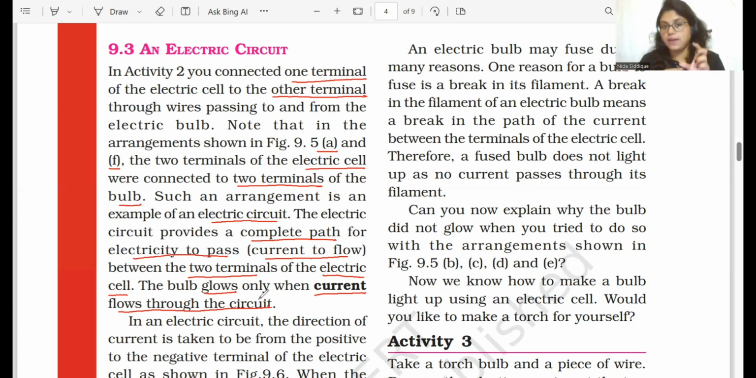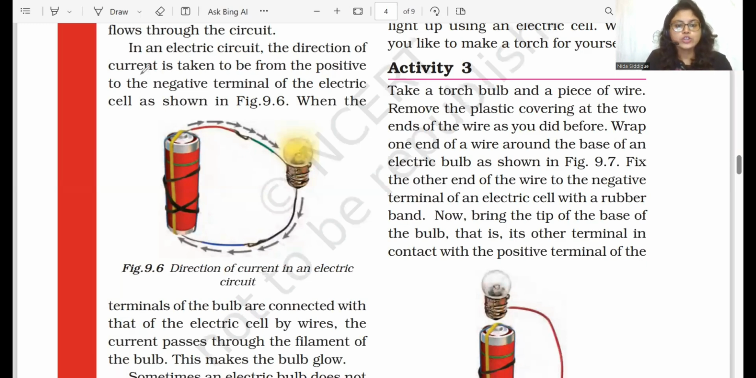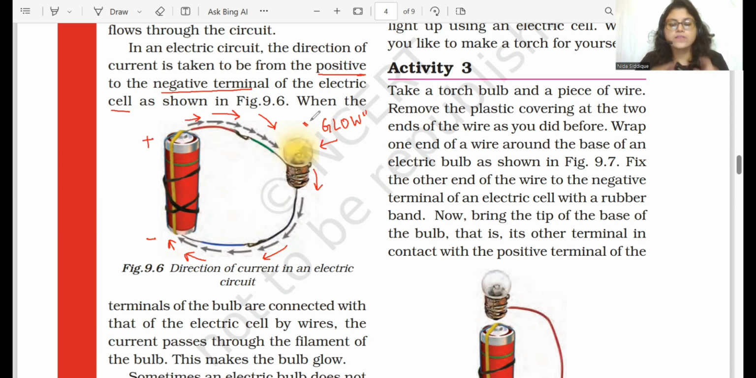And there should be a complete path. Okay, there should be no breakage in between. So in an electric circuit, the direction of the current is taken from the positive to the negative terminal of the electric cell. So ये electric cell का positive terminal है, ये negative terminal है. Okay, so current कैसे flow करता है? Current flow करता है from the positive terminal towards the negative terminal. Okay, अब ये path complete हो गया. तो current flow करेगा and as a result, the bulb is going to glow. Okay, so there is a complete path for the current to flow.